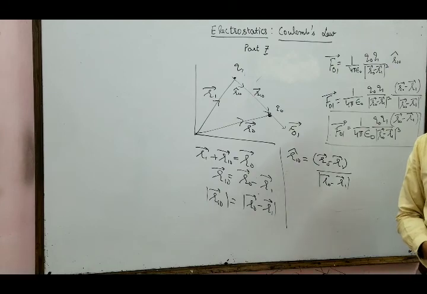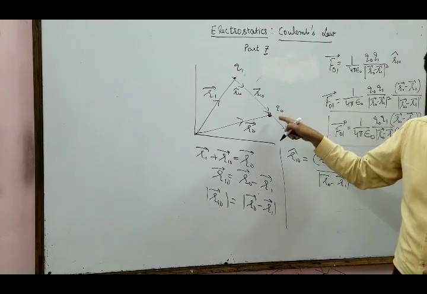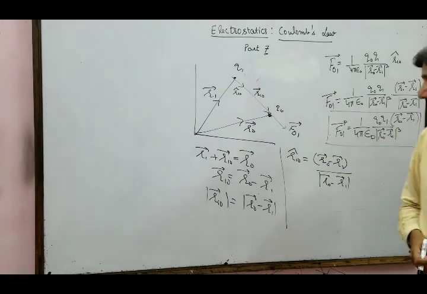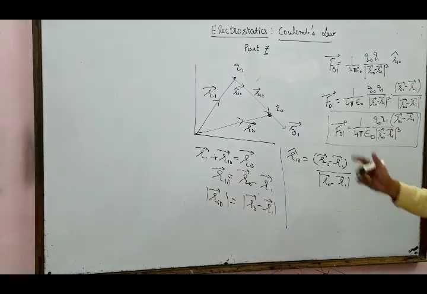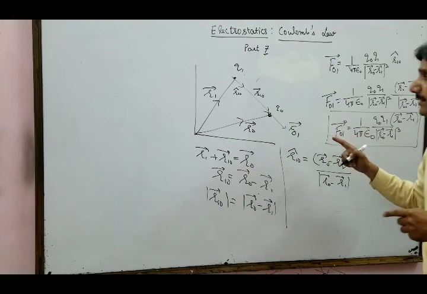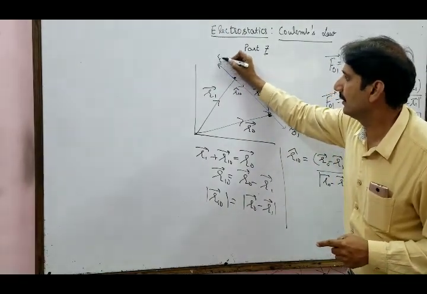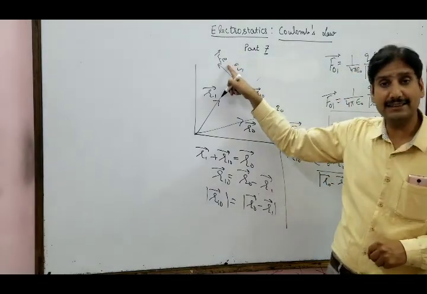This is the expression for force which is acting on q naught due to q1 in vector form. Now, can we do the other way around? What is the force which is acting on q1 due to q naught? Now, q naught is pushing q1 in that direction. So, f1 naught would be shown that way.